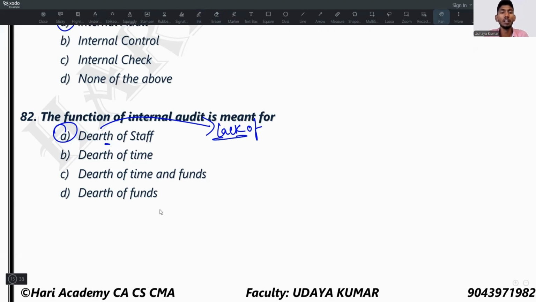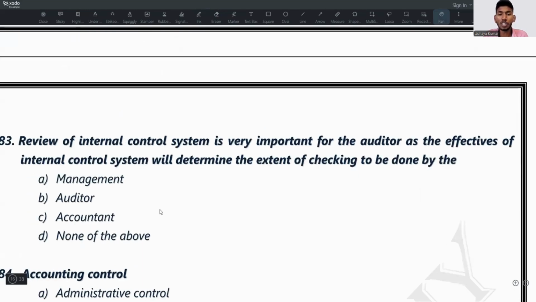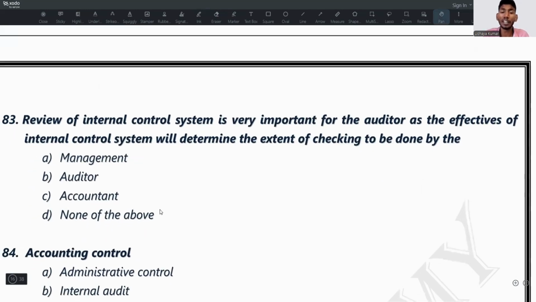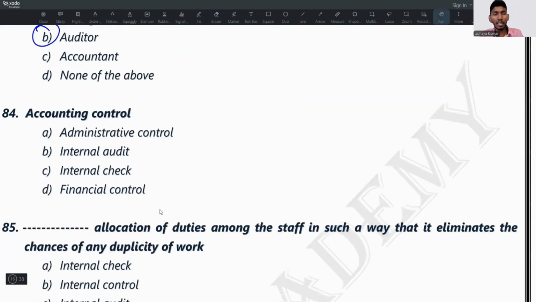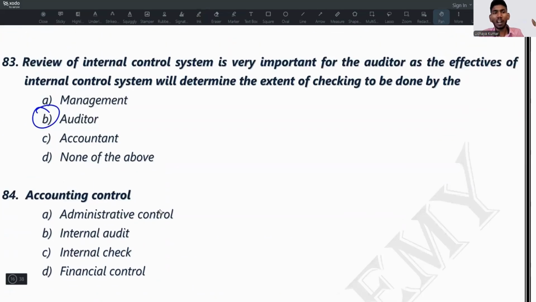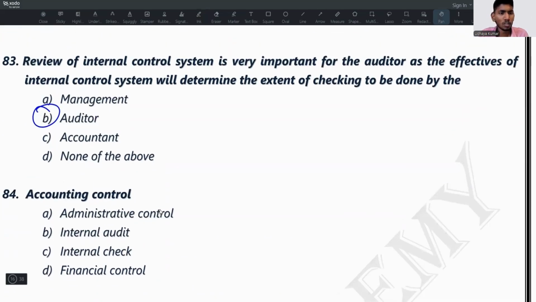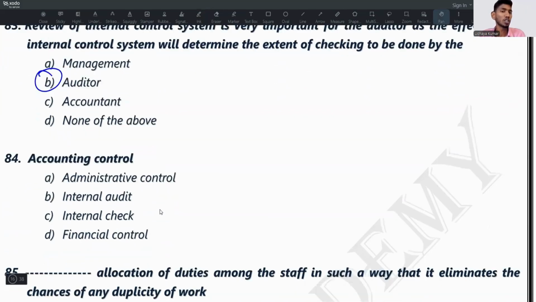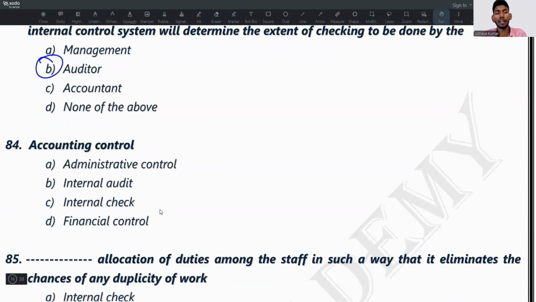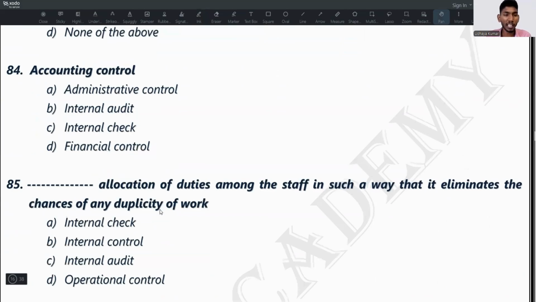So question number 80, the review of internal control system is very important for the auditor, as the effectiveness of internal control system will determine the extent of checking to be done by whom? The effectiveness of internal control system is checked by the auditor. If you give that job to the accountant or management, they might manipulate, right? So it will be checked by the auditor.